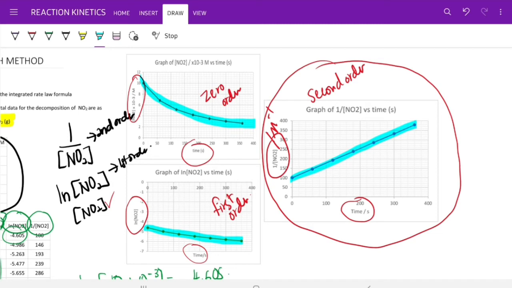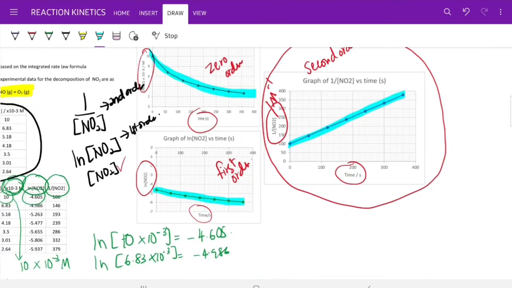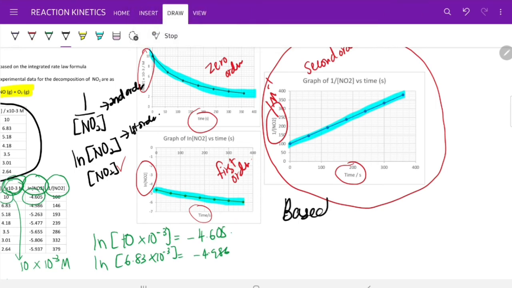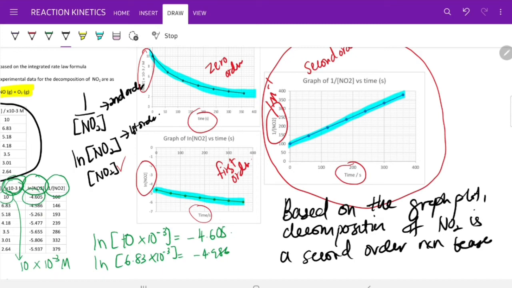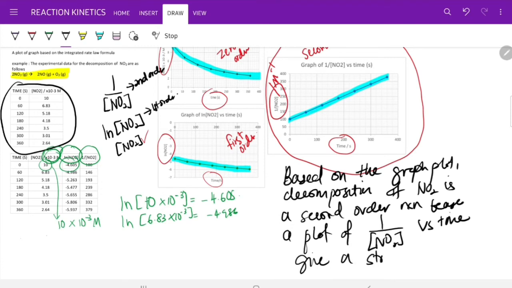How do we determine the order of reaction by using the linear graph method? Let's write a statement. Based on the graph plot, decomposition of NO2 is a second order reaction because a plot of 1 over NO2 concentration versus time gives a straight line.